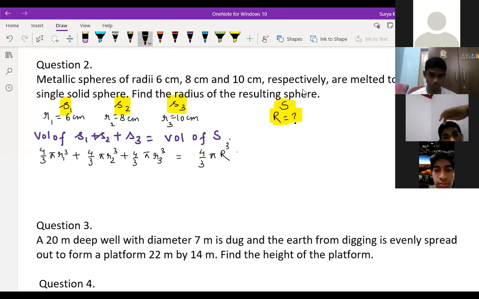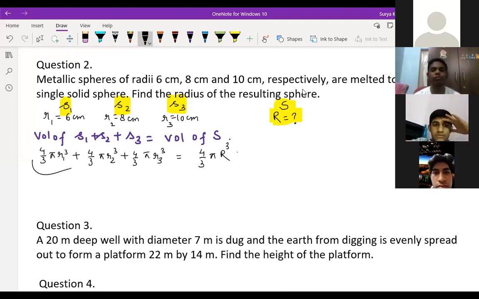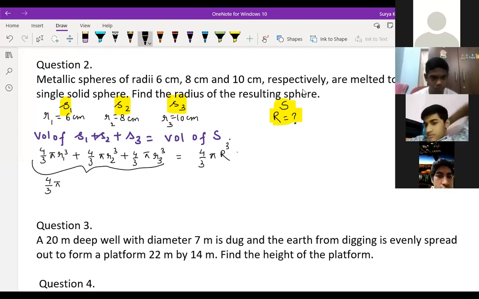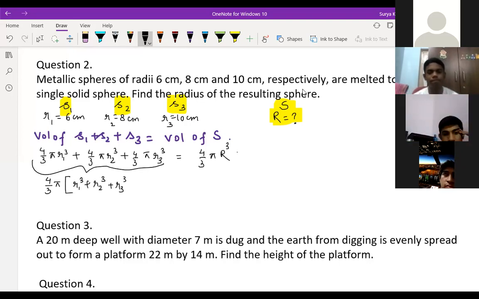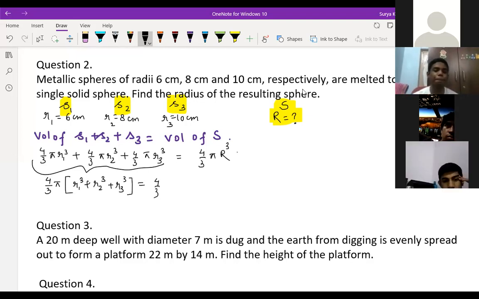Yes. Now don't multiply this 4 by 3 pi R cube. Don't find it separately. First try to take out what is common from everything. From these 3 you can take 4 by 3 pi common. So we'll get here R1 cube plus R2 cube plus R3 cube is equals to 4 by 3 pi R cube. Javin, after this, what do we need to do? So after this, sir, we need to add the R values, sir. Others, what do we need to do here?